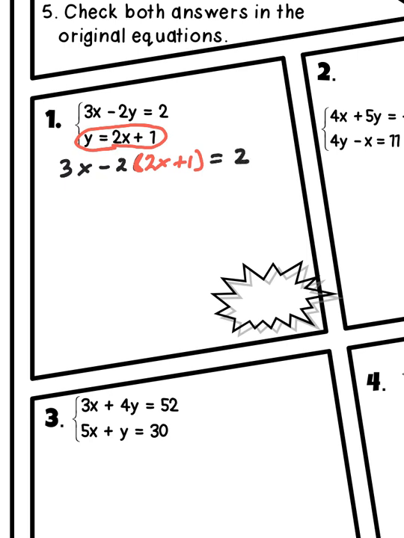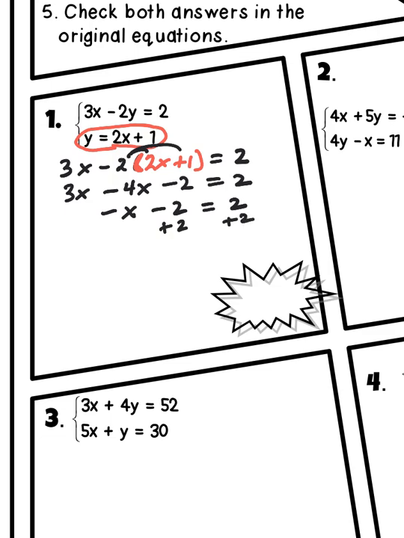equals 2. So now it becomes a multi-step equation, and you're going to solve for x. You apply the distributive property: 3x minus 4x minus 2 is equal to 2. 3x minus 4x gives you negative x minus 2 equals 2. You add 2 to both sides, so you have negative x equals 4, divided by negative 1, so we know that x is equal to negative 4. Now we just go ahead and substitute into one of the equations.